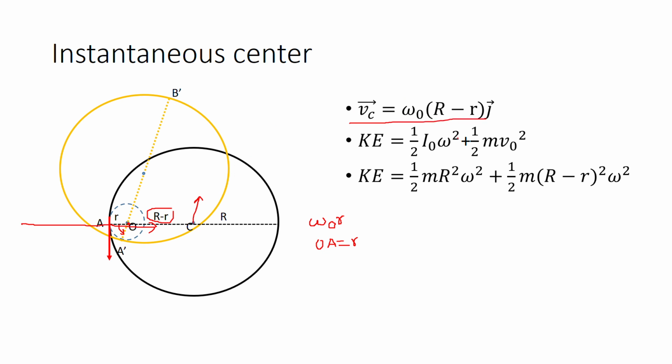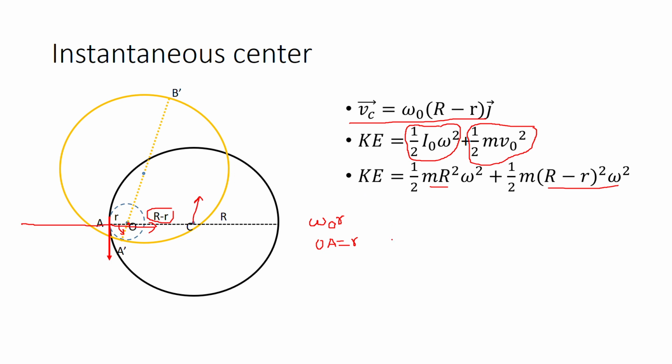Again we can calculate kinetic energy by using the same formula, half I naught omega square plus half m v naught square. This is pure translatory motion, that is v naught is the velocity of center of mass, and half I naught omega square, here I naught is the moment of inertia about center of mass, that is m r square. So substituting the value of I naught as m r square and the velocity v naught as (R minus r) into omega, we can again obtain the same expression of kinetic energy.